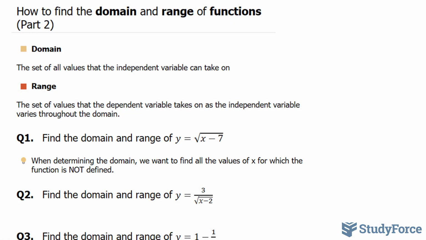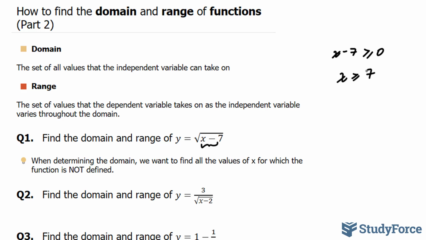When determining the domain, we want to find all of the values of x for which the function is not defined. And after finding the domain, you can begin to find the function's range. Now we know that a radical cannot be less than 0. So we have to set this part, x minus 7, as greater or equal to 0, because anything less than 0 gives us an error. Let's solve for x. If we solve for x, we end up with x must be greater than or equal to 7. Any value that's 7 or more is allowed and will produce an output.